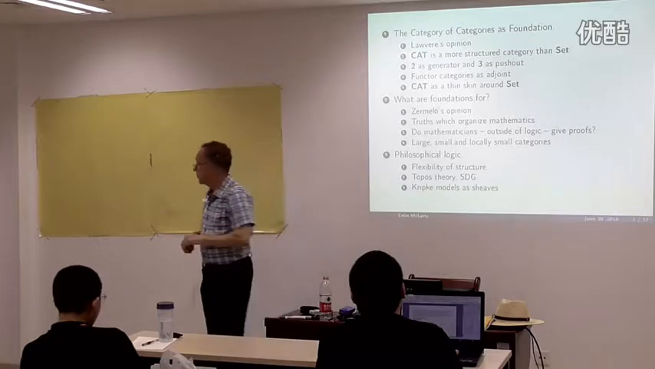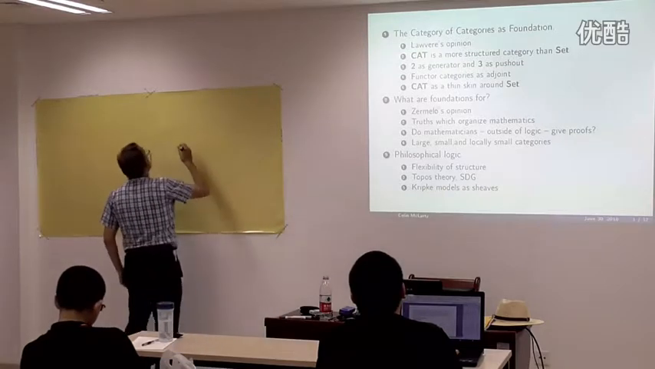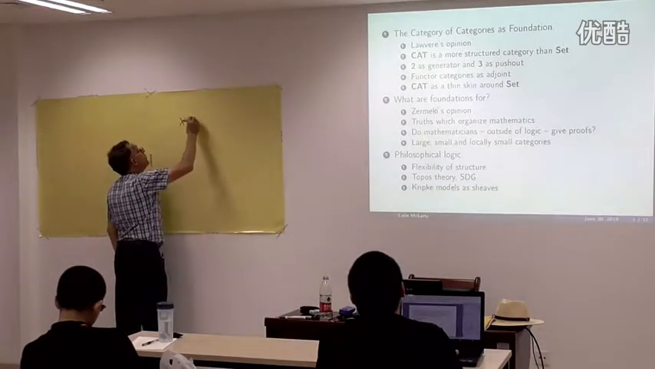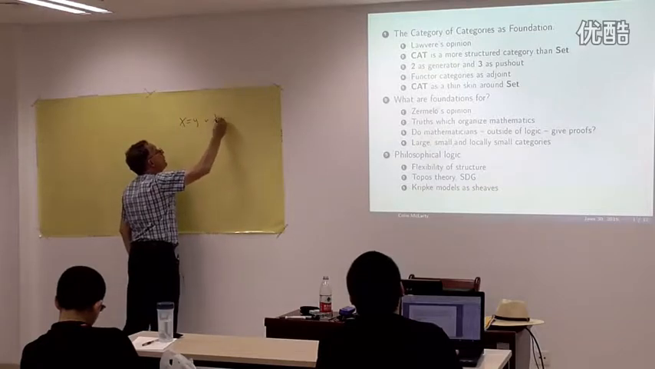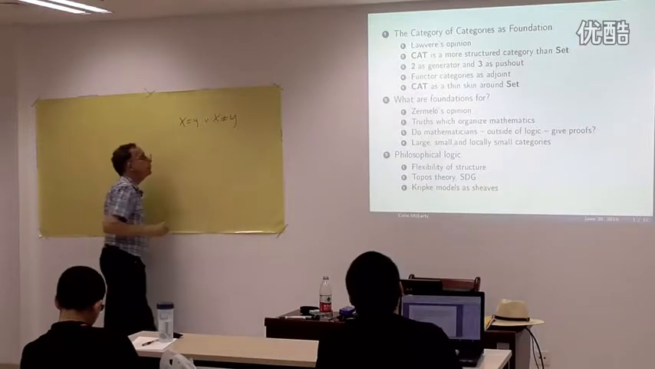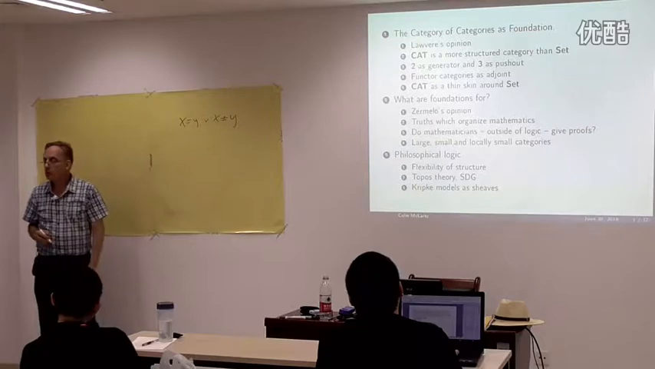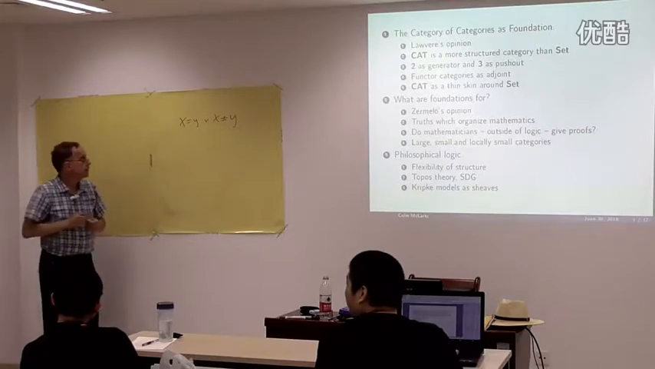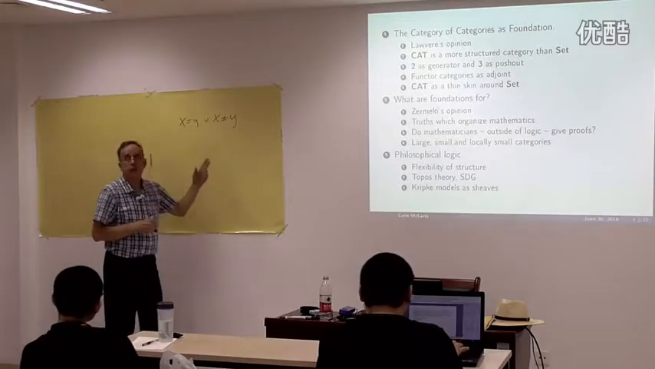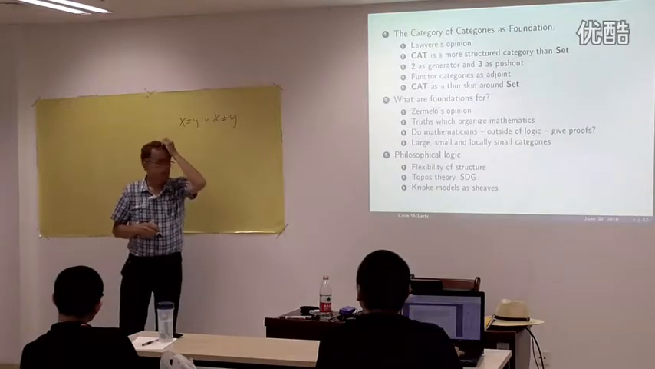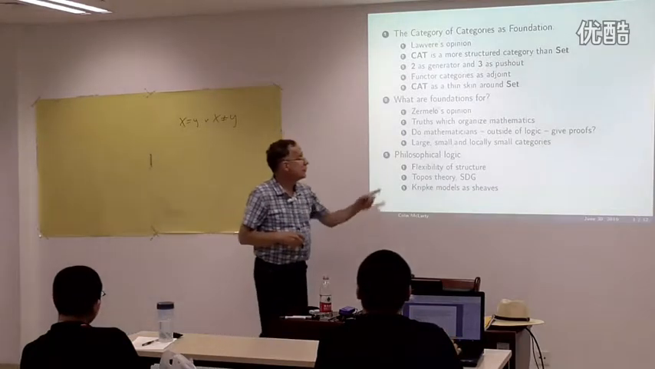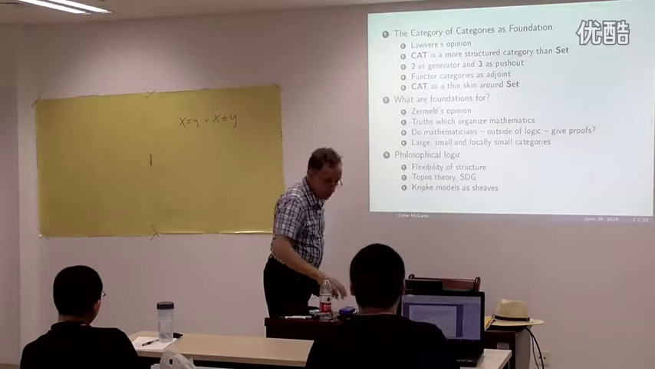Toposes have lots of other properties. "x equals y or x does not equal y" is not true in every topos. You've got toposes where we say identity is not decidable. And for example, one of them is the topos of synthetic differential geometry.